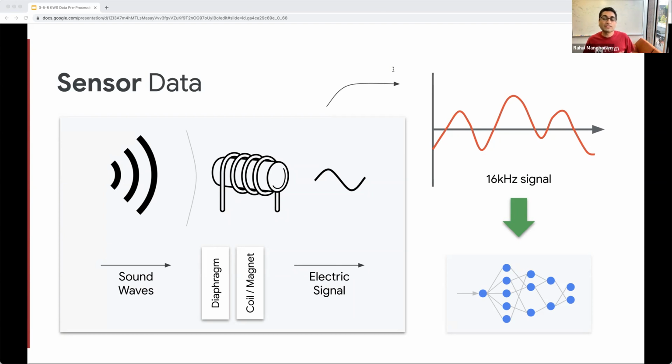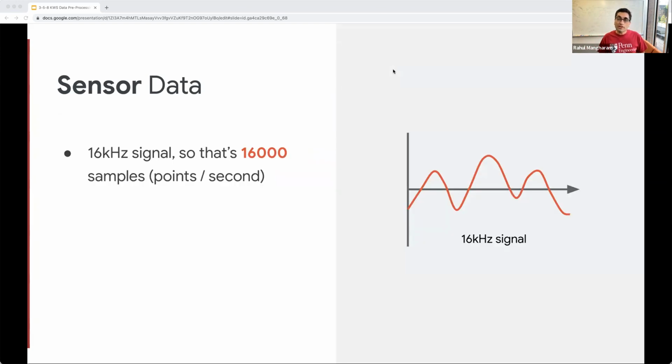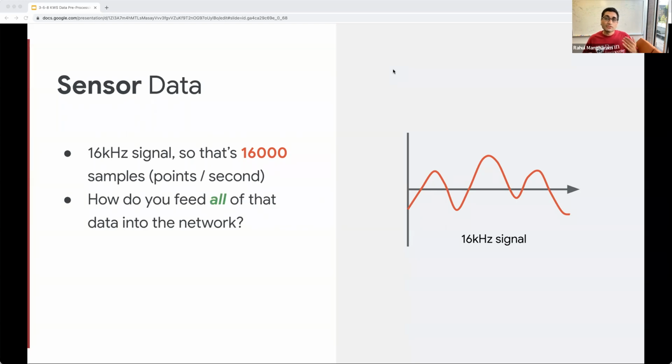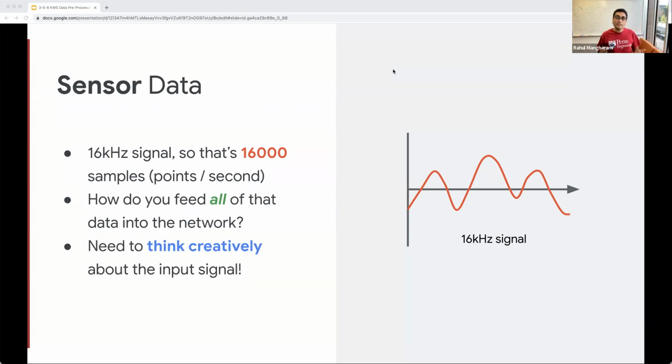So this leads to an interesting set of questions. For the microphone, we have a 16 kilohertz signal coming in, and we have 16,000 data points each second. So the first question is, do we need all that data? Something to think about, right? What level of sampling is actually good? Do we feed all of that data into the network directly, or can we try to extract some critical features? Can we actually be smarter than that? That's where the creative thinking comes in. So we need to understand what aspects of the signal we really want to pick up.